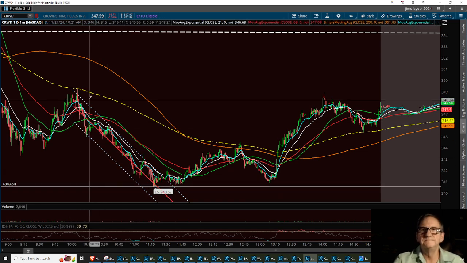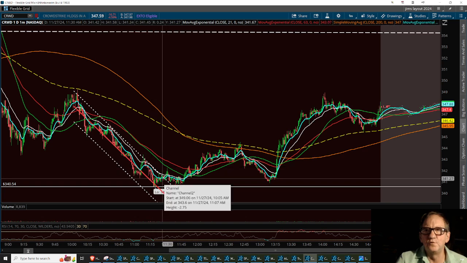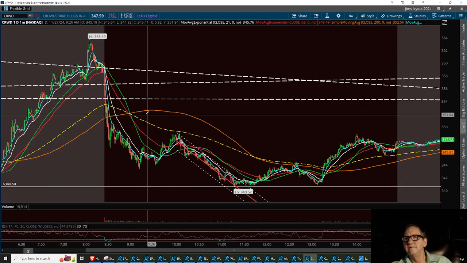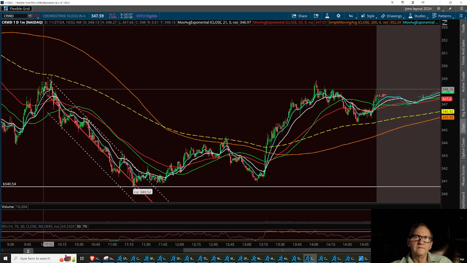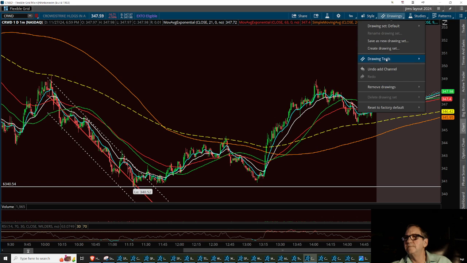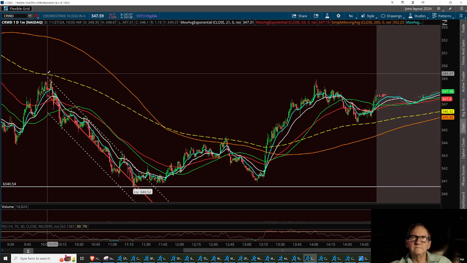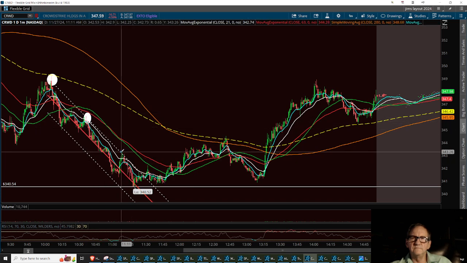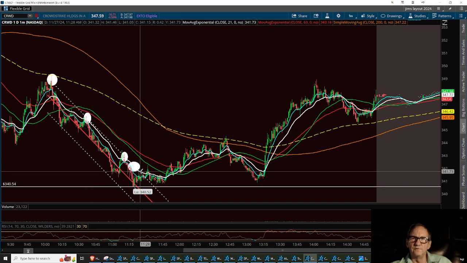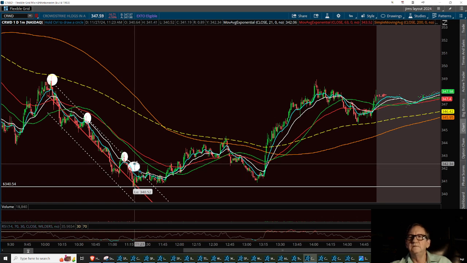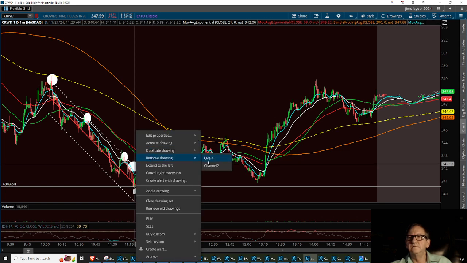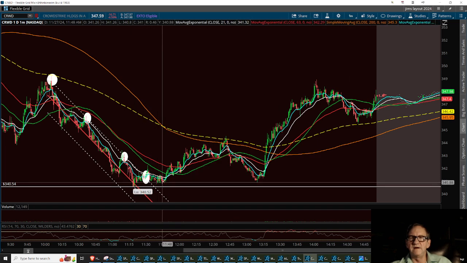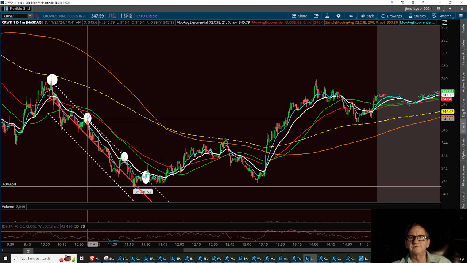So there's your knife. You got 1, 2, 3, 4 times. It finally breaks out. You got 1, 2, third time it didn't break out, and then the fourth time it did break out. Once it broke out, it pulled back and created an inverse head and shoulders.